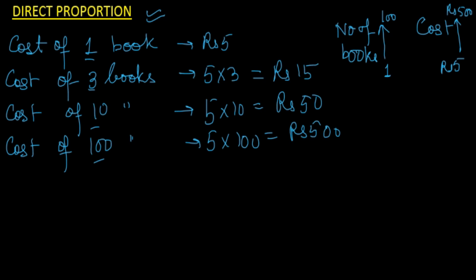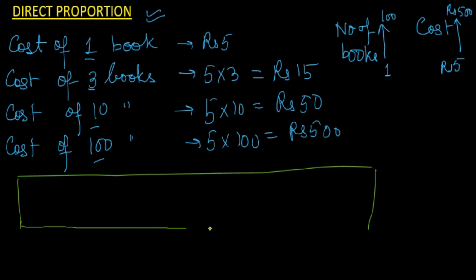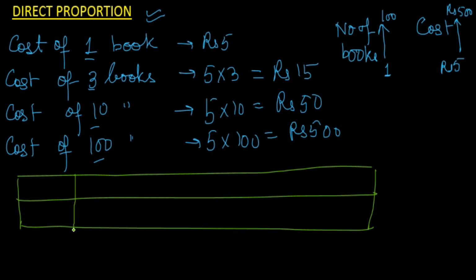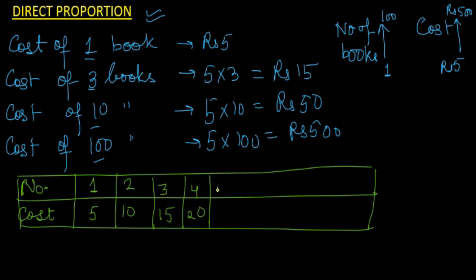Now let us form a table with these values. The first row represents the number of books and the second represents the cost. So when there is one book, the cost is rupees 5. When 2 books, the cost is 10. When 3 books, the cost is 15. When 4 books, the cost is 20. 5 books, the cost is 25, and so on.